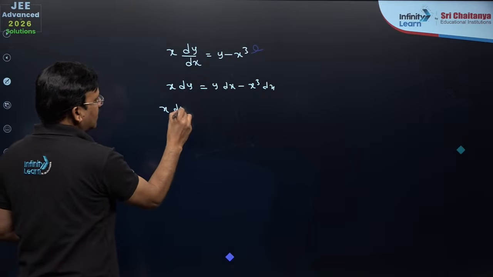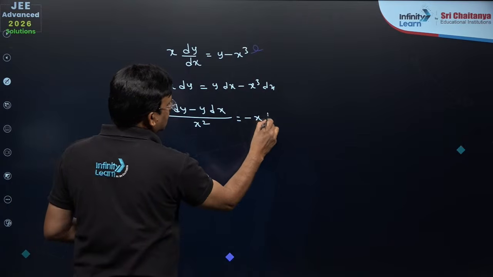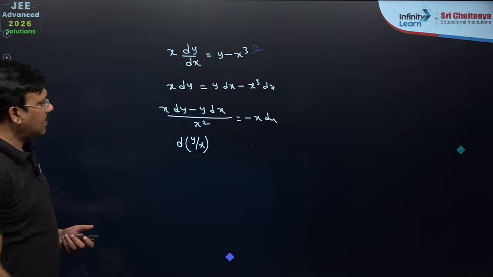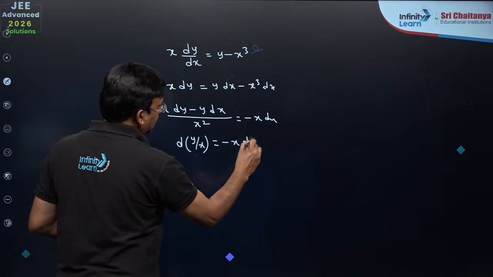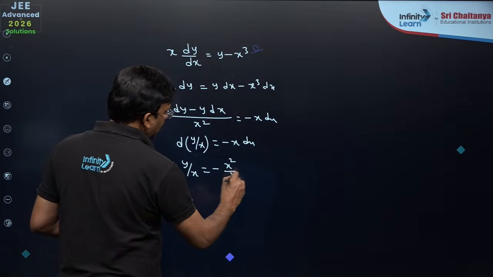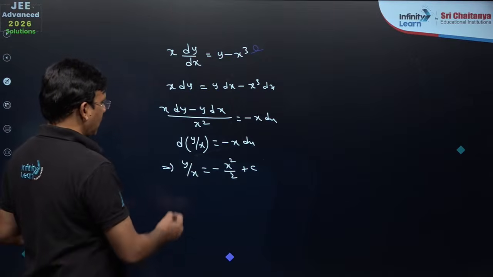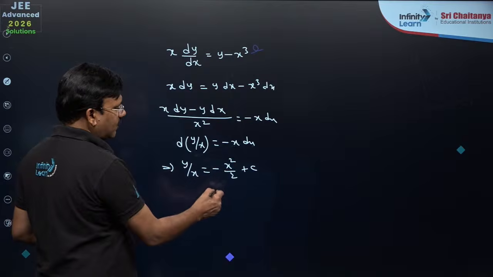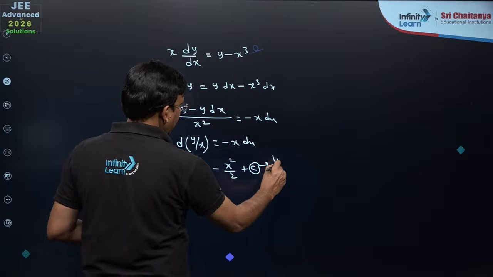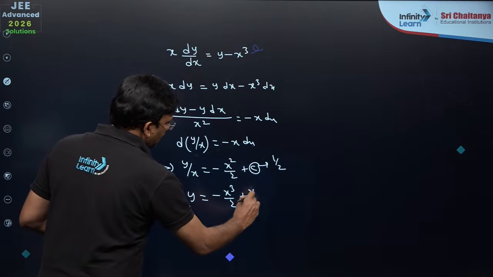You just bring it this side, x dy minus y dx by x square will become minus x dx. So, you can write this as d of y by x is equal to minus x dx. Now, you just integrate: y by x is equal to minus x square by 2 plus c. Now, the curve is passing through the point (1, 0). This is 0 minus 1 by 2. So, c must be 1 by 2. Therefore, y will become minus x cube by 2 plus x by 2.